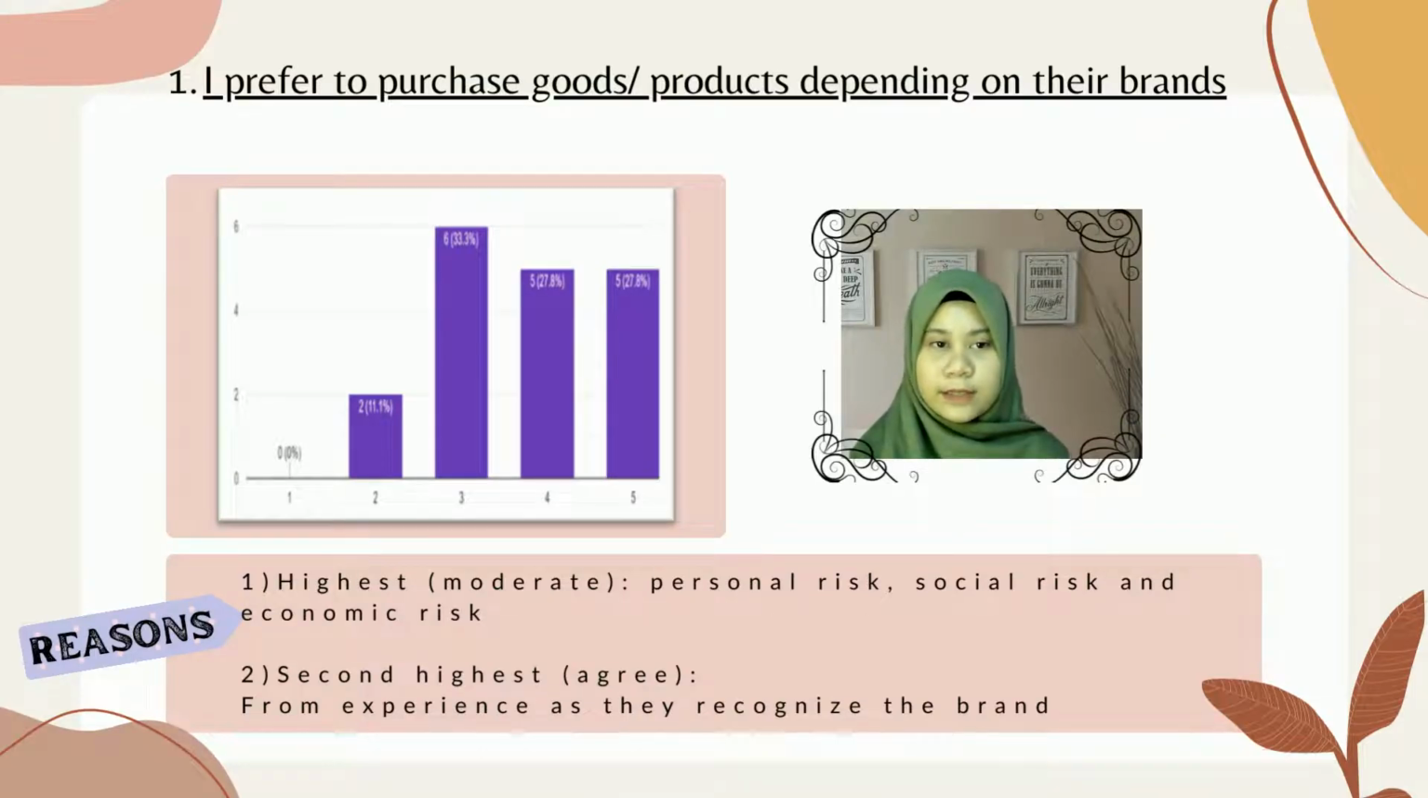So the first question is, I prefer to purchase goods or products depending on the brand. The highest percentage is taken by moderate, and the second highest is collected by agree and strongly agree, because consumers experience as they recognize the brand.